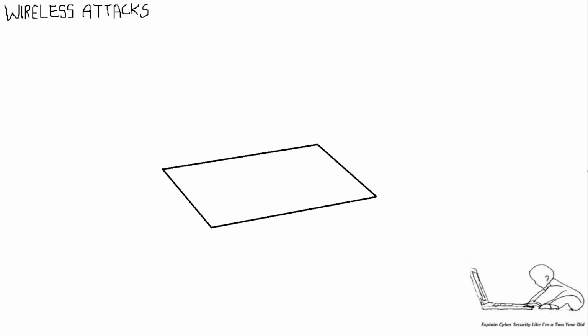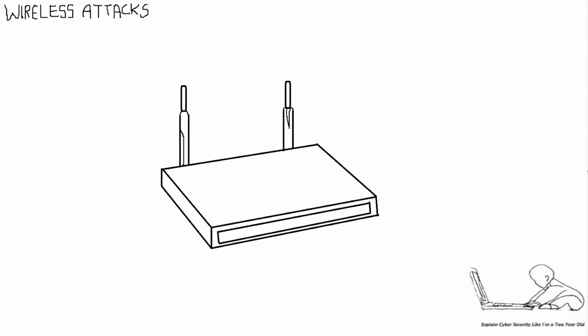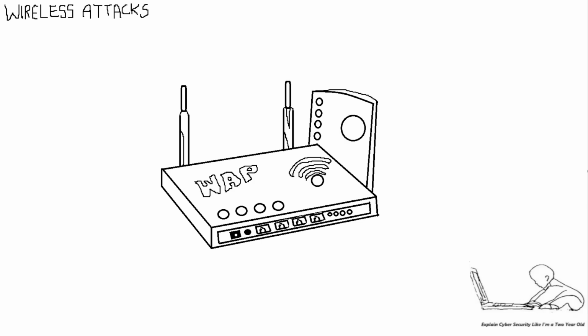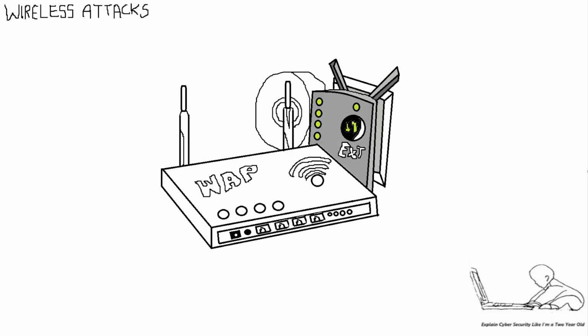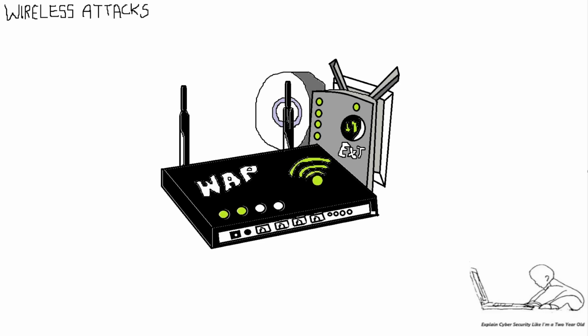In order to understand wireless attacks, we must first understand wireless communications. So let's start with a wireless access point, which has two types of infrastructure mode, being SSID, Service Set Identifier, and BSSID, Basic Service Set Identifier.